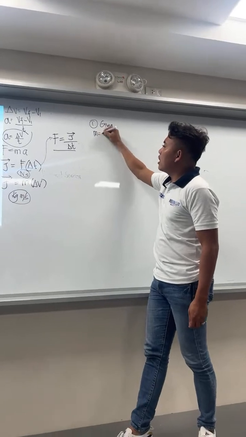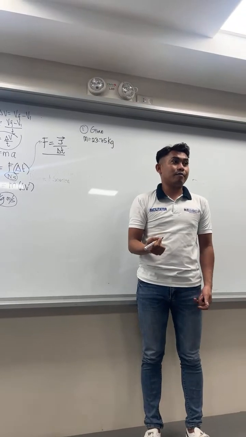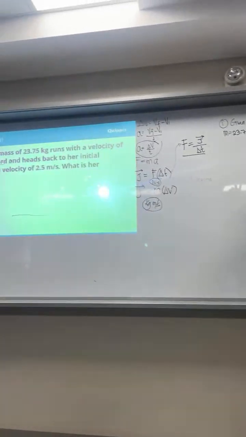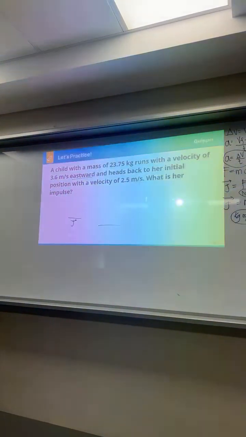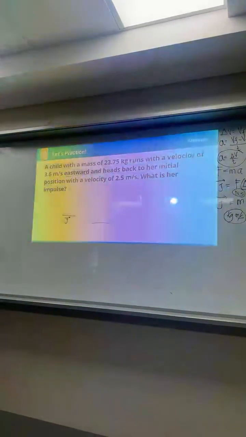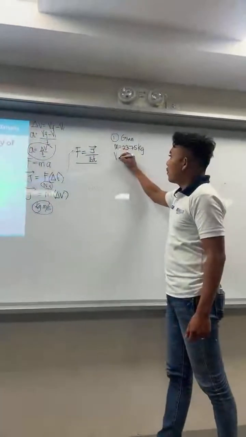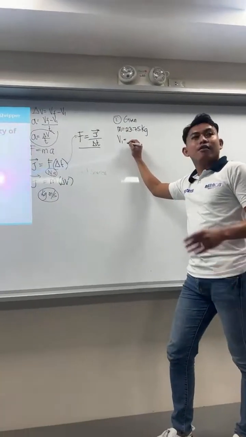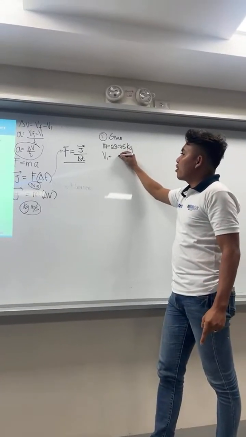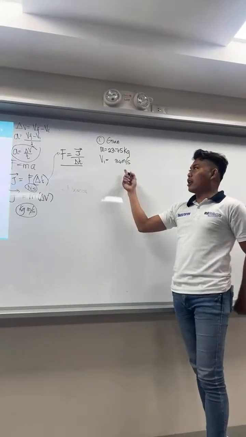The mass is 23.75 kilograms. Now we have velocities there. There are two velocities, the final velocity and the initial velocity. It was stated there that the initial velocity, V1, is 3.6 meter per second.